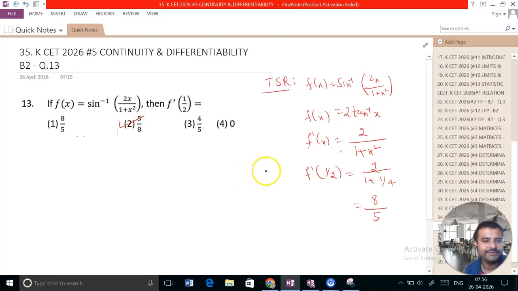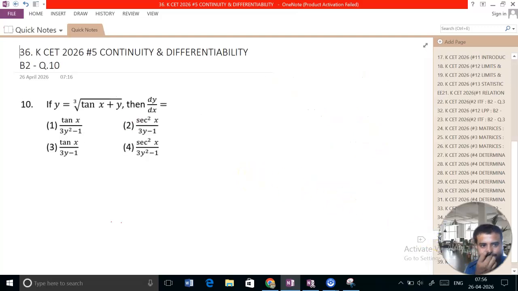For every question we have a time saving result. To learn time saving results, first you should know the concept very well. After you study the concept and understand it very well, then you should go through the time saving result. Then only will you get the time saving result very well. Okay, so next we'll move on to question number 36.